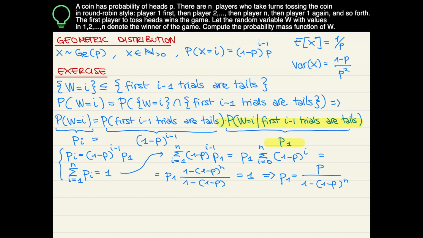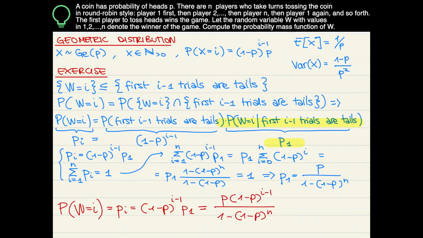Once P1 is found, it's easy to calculate the explicit expression for the probability that W is equal to I, and therefore the PMF of W. The result is of course the same as what we got previously.